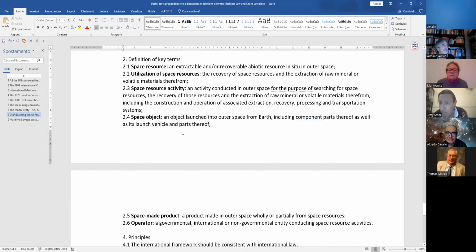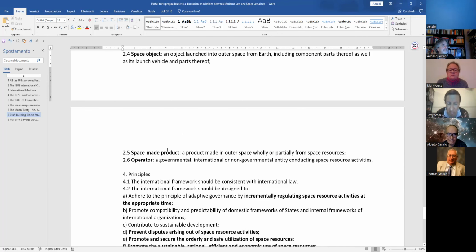Then space object: an object launched into outer space from Earth, including component parts thereof, as well as its launch vehicle and parts thereof. And space-made product: a product made in outer space, wholly or partially from space resources. Operator: a governmental, international, or non-governmental entity conducting space resource activities.